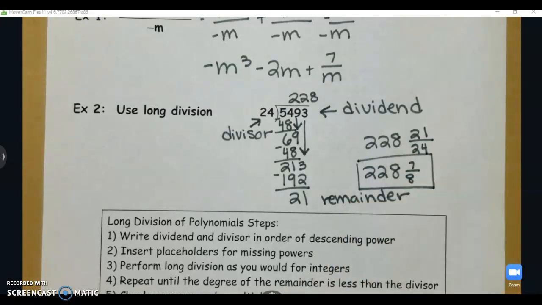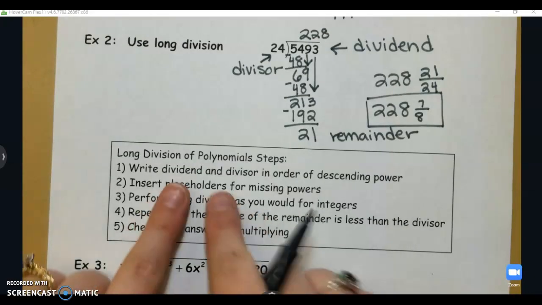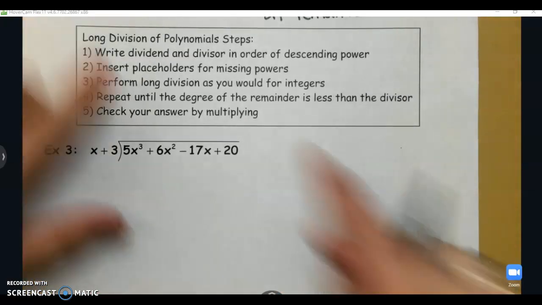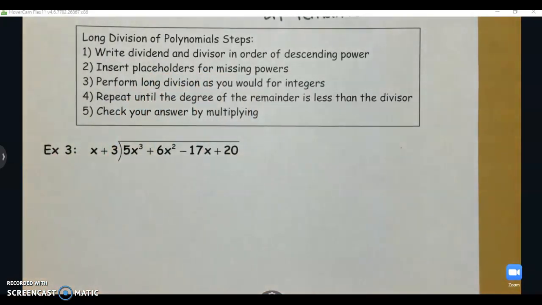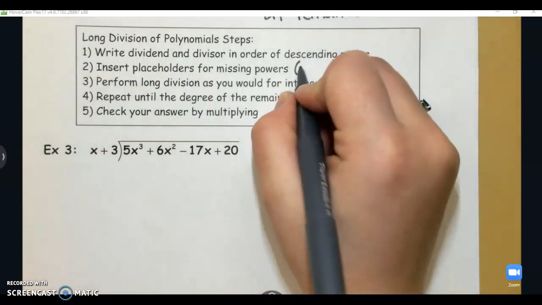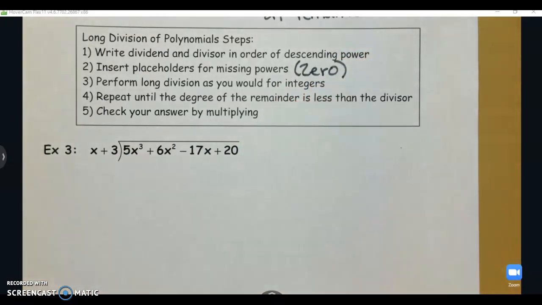So we are going to follow those exact same steps to divide polynomials by binomials. So when we're doing this, we're going to follow these 5 steps. We're going to write the dividend and divisor in descending power, meaning like x cubed, x squared, x, and so on. Insert placeholders for missing powers. So if we don't have an x squared in our polynomial, but we have x cubed, we're going to write in a 0 in place of where that x squared would have been.